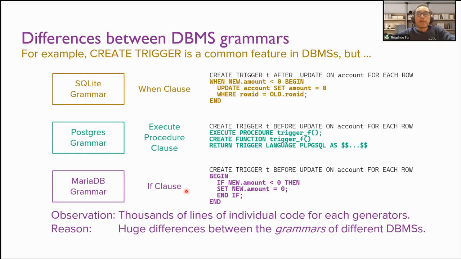Look at these differences in such a common feature. Considering each DBMS has its own features, I think you can imagine how the grammar of one DBMS differs from the other ones. That's why the fuzzer needs so many lines of specialized code for each DBMS.